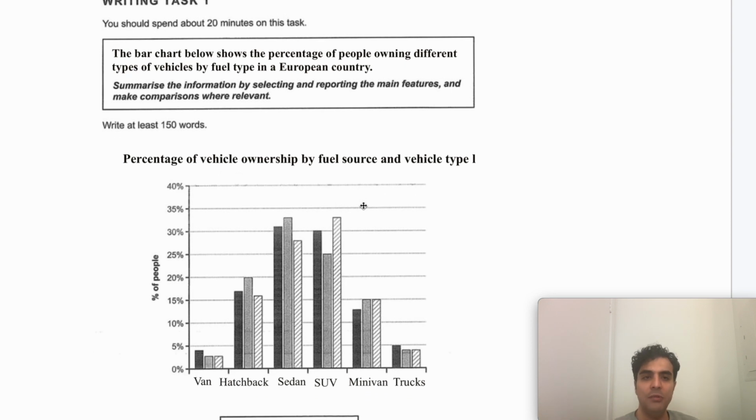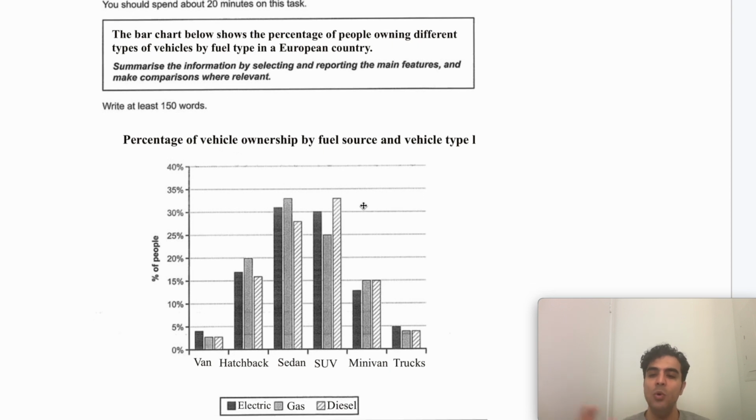Let me read the question for you very quickly, just to give you a general understanding, and then we'll delve into the details. It says, the bar chart below shows the percentage of people owning different types of vehicles by fuel type in a European country. The second part, as always, is quite redundant. It's something we've seen before. Summarize the information by selecting and reporting the main features and make comparisons where relevant.